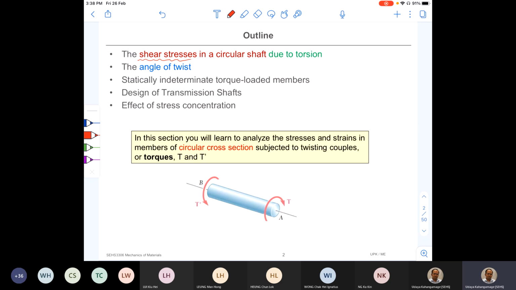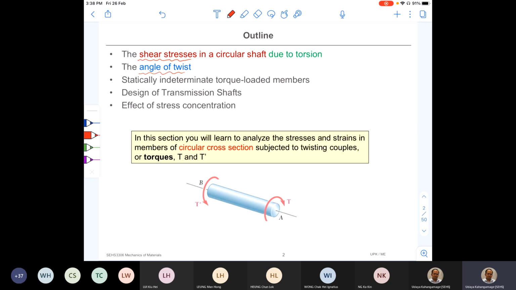Another measure of the deformation is angle of twist. So we are going to learn how to analytically find the angle of twist. At this moment, you might not understand what it is. Later, I will introduce what this is. We also talk about statically indeterminate problems, which you can solve only using mechanics of materials knowledge.